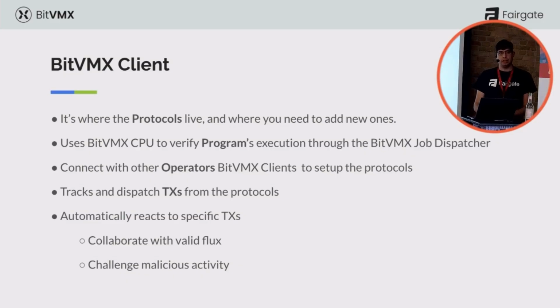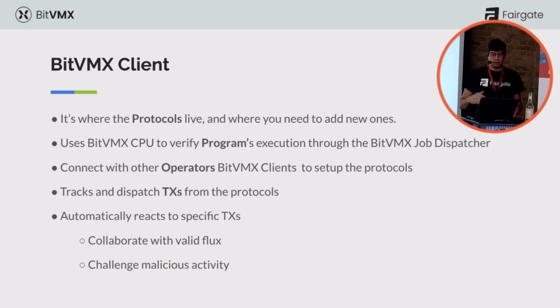By default, we already have a dispute protocol that exists there, and you can see in examples the Union Bridge and Cardano. When I mean you can see them, it's inside the code in our Fairgate Labs repository at GitHub in bitbmx client. So BitBMX client uses the CPU to verify the program execution through the BitBMX dispatcher.